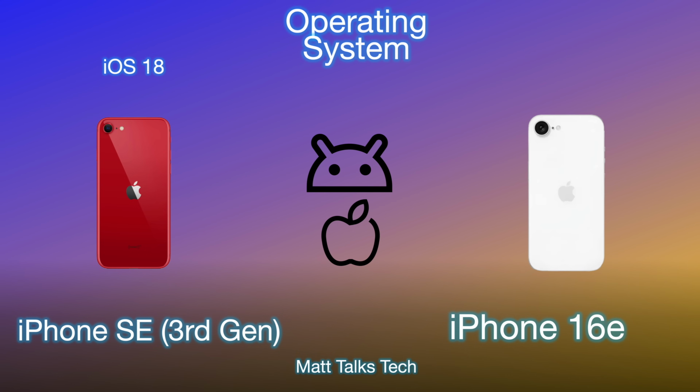For operating system, both of these can run iOS 18 out of the box, which is going to be great to see. But obviously with the iPhone 16 having that A18 chip inside of it, you're going to get at least 6 years, probably 7 years of updates with this phone, and also we're going to get lots of Apple Intelligence goodies, which I'll talk about a little bit later on.